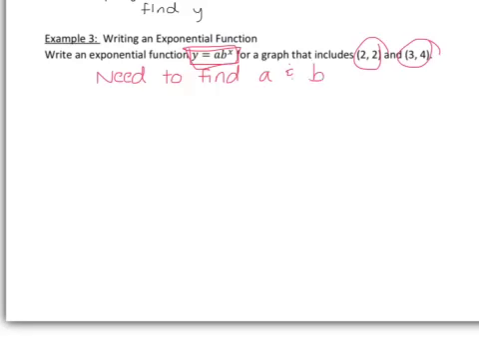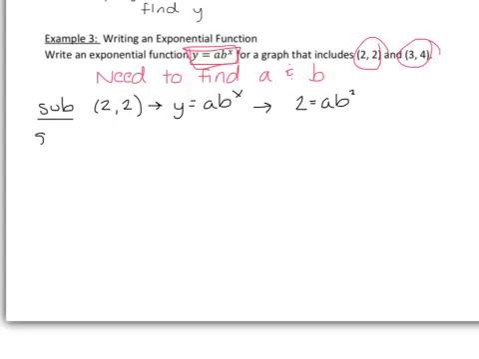So let's start out with the information that we have. I'm going to sub a point, so (2, 2), into y equals AB to the x. So that looks like 2 equals AB squared. We okay so far? Follow what I'm doing, and then you can use these steps every time on your homework.